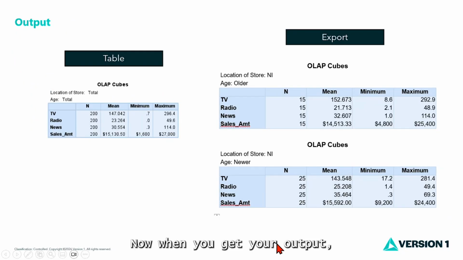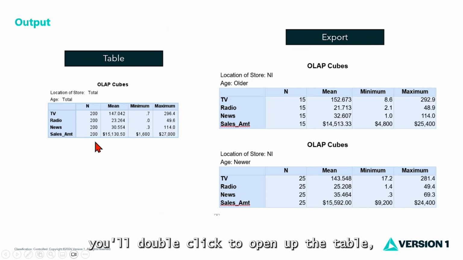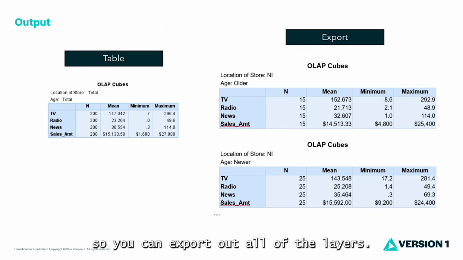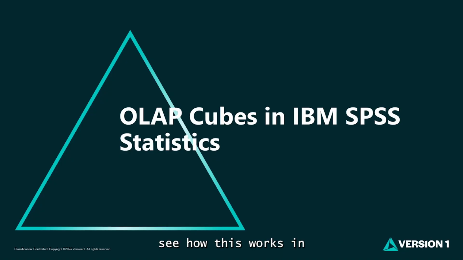Now, when you get your output, you'll double-click to open up the table, and you can use the layers here. So you can adjust the location of the store as well as the age of the store to do comparisons. Also, all of the information from your cube can be exported out into a Word document or a PDF document or HTML. So you can export out all of the layers. So let's see how this works in IBM SPSS Statistics.